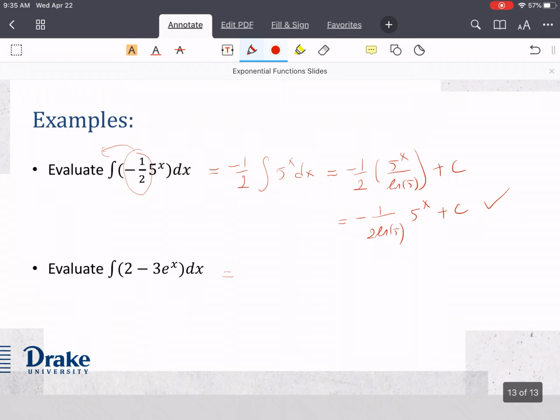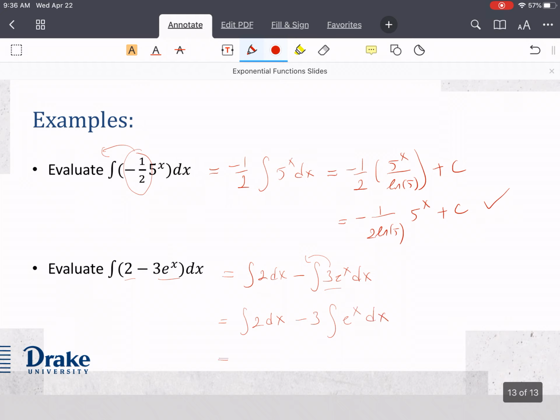One more example at the bottom. Integrate 2 minus 3 times e to the x dx. Because there's the subtraction, I can write it as different integrals. So the first integral will be integral 2 dx minus integral 3e to the x dx. I can split this furthermore because 3 could be taken out. So integral 2 dx minus 3 times integral e to the x dx.